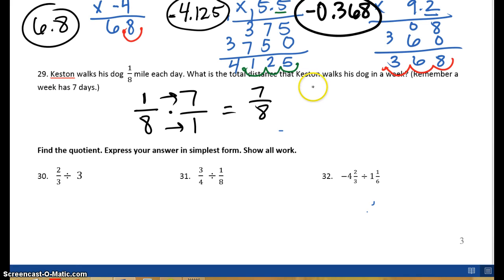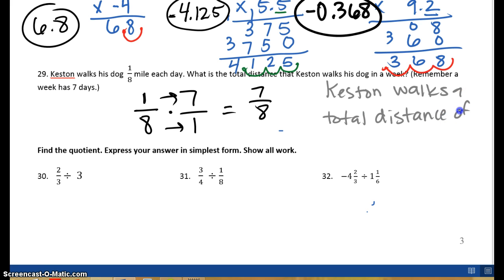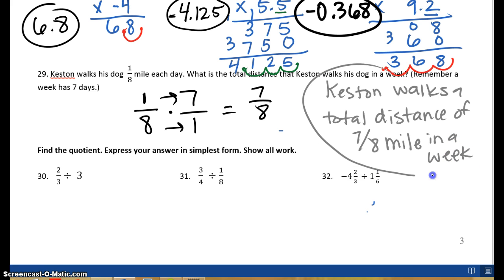Now, because this is a word problem, we have to make sure our answer is a complete sentence. So we would make sure we rapid math, restate, answer, and prove. So we already proved it with our work. I'm going to write Keston walks a total distance of 7/8 miles in a week. So we made sure to answer that question completely in a complete sentence, complete thought.